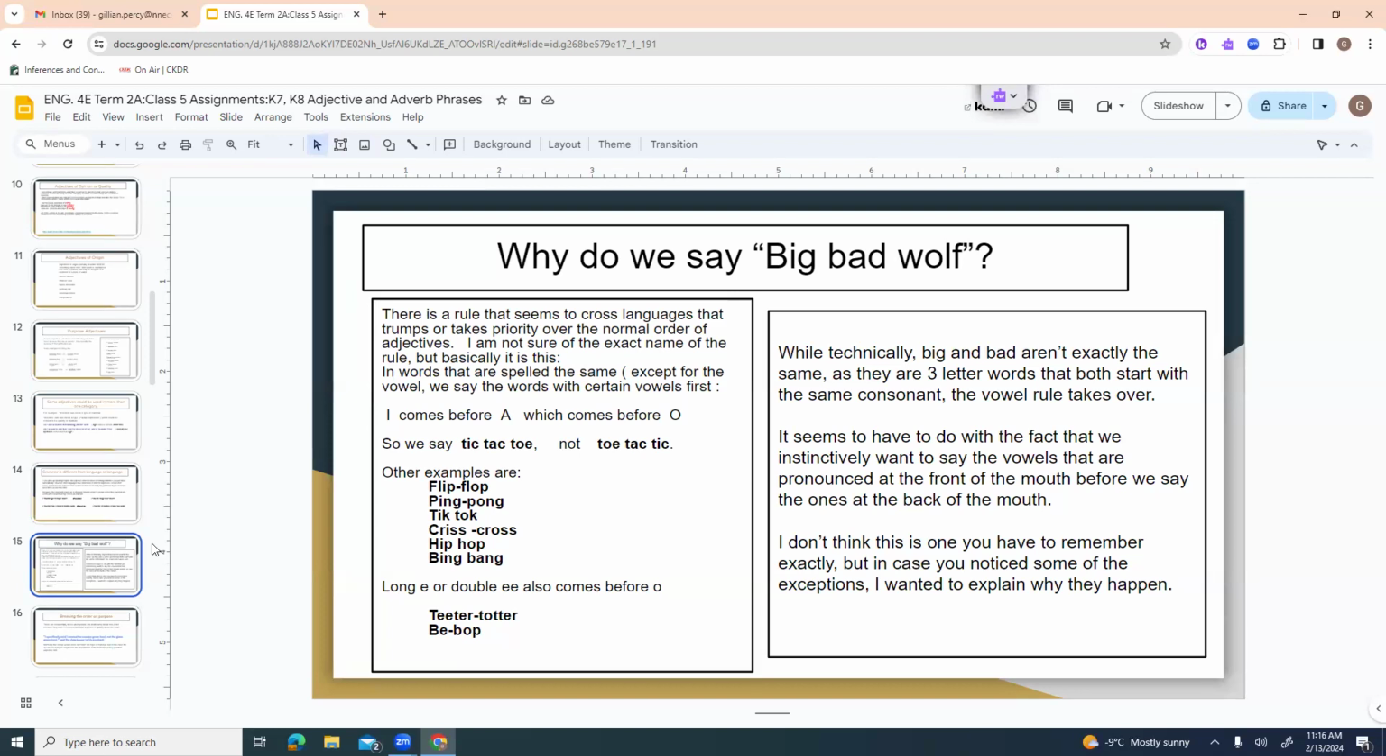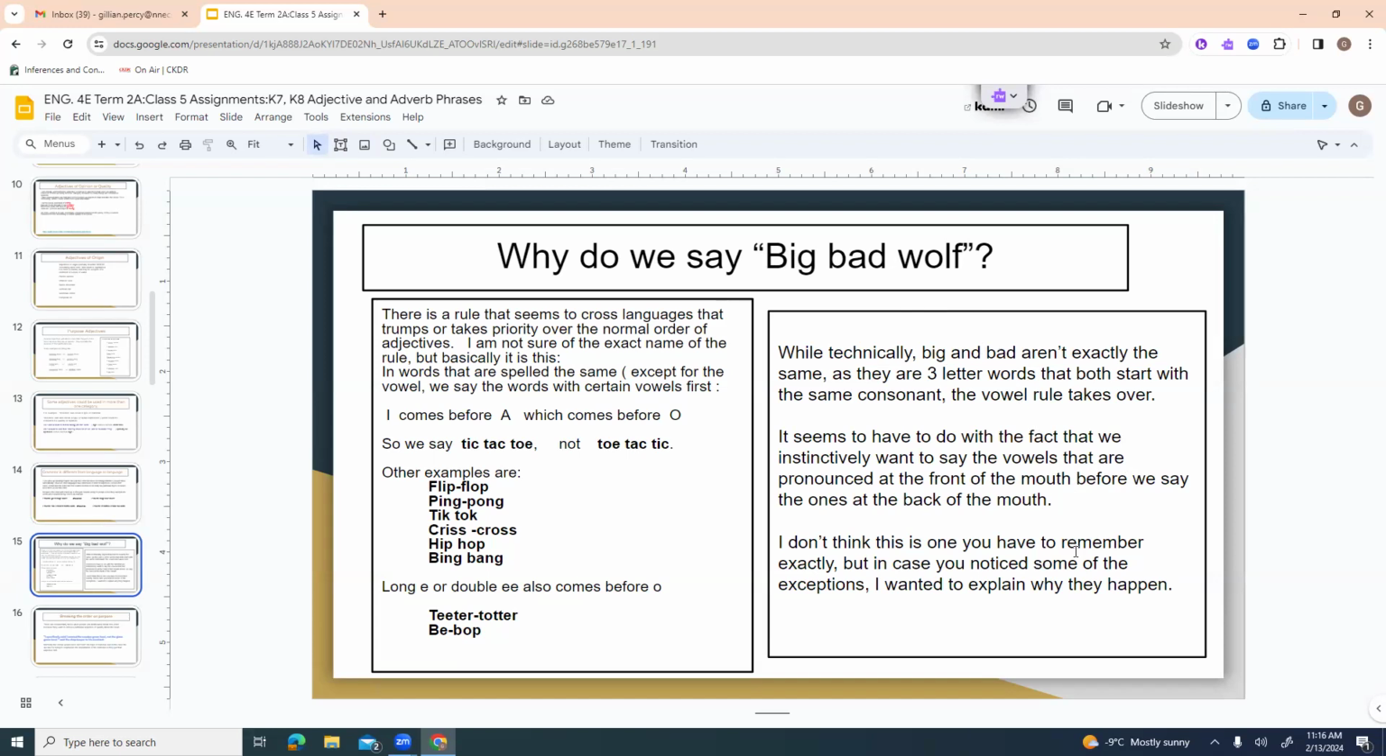Other examples would be flip, flop, ping, pong, tick, tock, crisscross, hip, hop, bing, bang. You can see it just comes up really commonly. You'll also have the long E or the double E come before O. So teeter, totter, bebop. Even though technically big and bad aren't exactly the same, they do start the same. And so somehow it's easier for our mouth to do these. I do not know why. It's called the vowel rule. We want to say the vowels that are pronounced at the front of the mouth, like I, before we say the ones that we say at the back of the mouth.